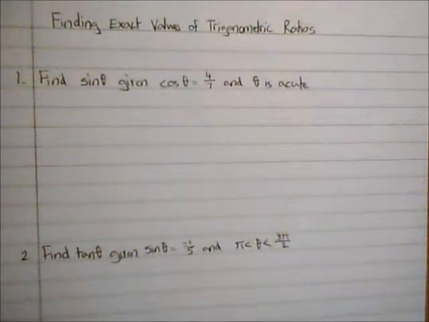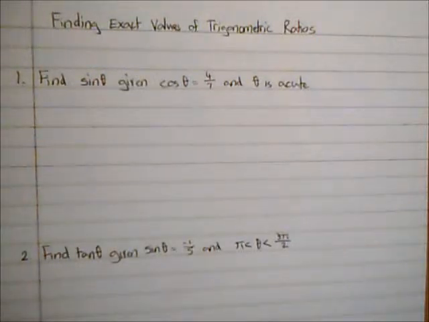In this video we're going to look at how to find exact values for trigonometric ratios given some information about a different trig ratio. So in example 1 here we're asked to find the value of sine theta given that cosine theta is 4/7 and that theta is an acute angle.